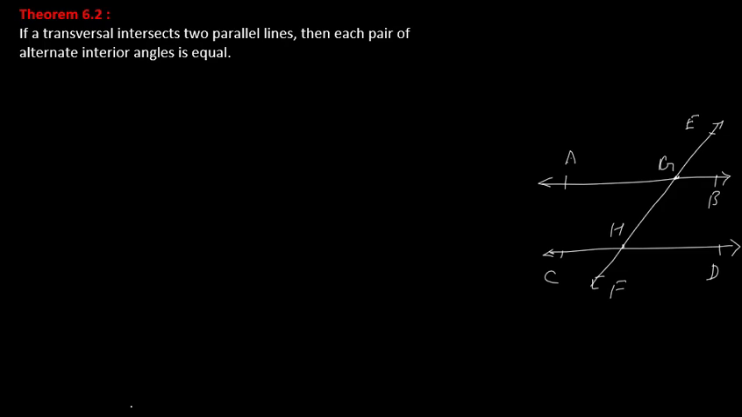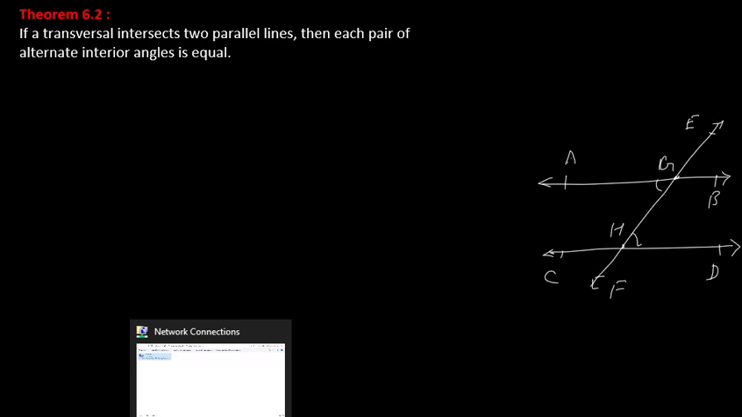Now this angle AGH has an alternate angle GHD, and there is one more angle, this angle. I will use some other color. This angle is equal to this angle. This we have to prove. They are alternate angles. This we have to prove.